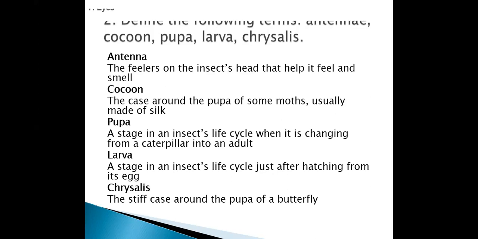So when you see an insect, you can recall these things, and if you see these kinds of structures, you can understand whether it is going to be a moth or a butterfly. The stages also you can see and use to differentiate whether the insect is going to be a butterfly or a moth.